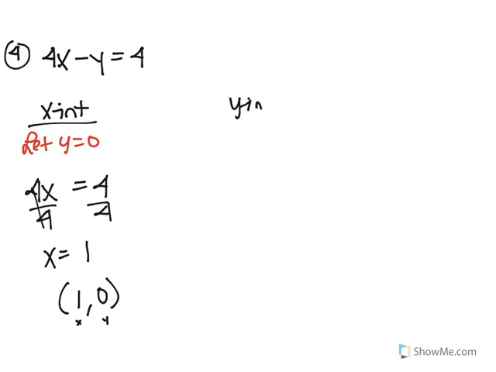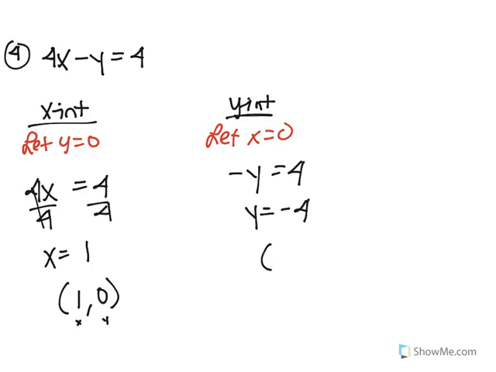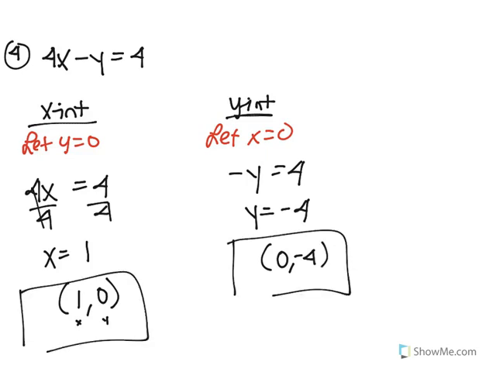Then if we're looking for the y-intercept, we're going to let x be 0. And when you let x be 0, that whole 4x is gone. You just got negative y equals 4, which that means y is a what? Negative 4, right? So what's that as an ordered pair? 0, negative 4. Awesome. Do y'all see that?